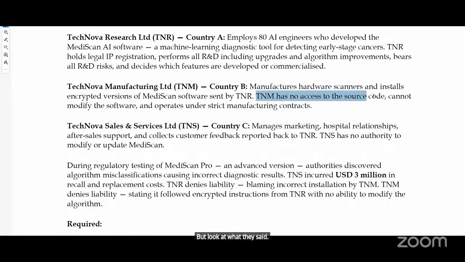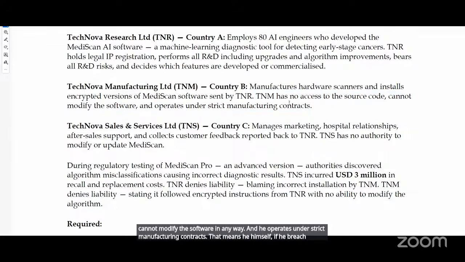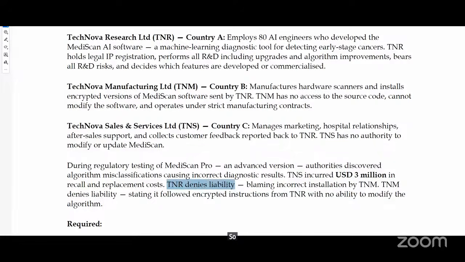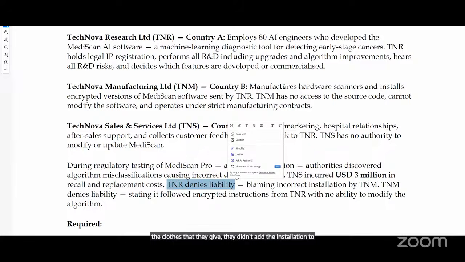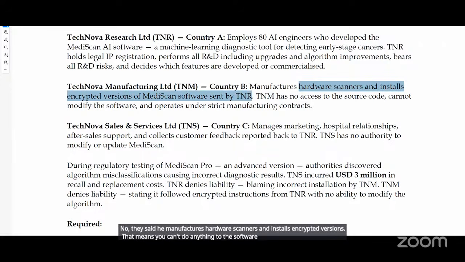They said he has no access to the source code. He cannot modify the software in any way, and he operates under strict manufacturing contracts. That means if he breaches, he will have a problem. That means he never breached the contracts. The clause that they gave, they didn't add installation to it. They said he manufactures hardware scanners and installs the encrypted versions. That means you can't do anything to the software. All you do is put it on the hardware.